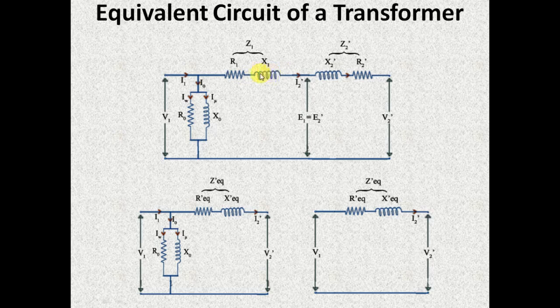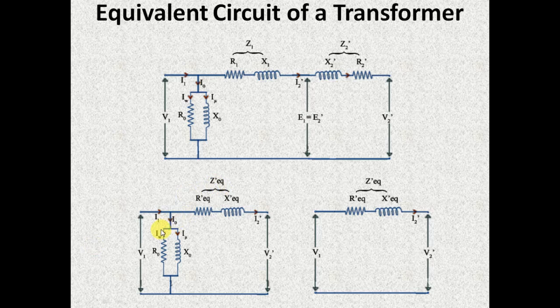Now if you see in this diagram, this R1 and R2 dash are in series and X1 and X2 dash are also in series. So this R1 plus R2 dash can be said to be the primary equivalent resistance. Here it is indicated as R equivalent, but usually it is represented as R01. Similarly, X1 plus X2 dash can be indicated as X01, and these two together can be said to be the primary equivalent impedance, which is usually indicated as Z01.